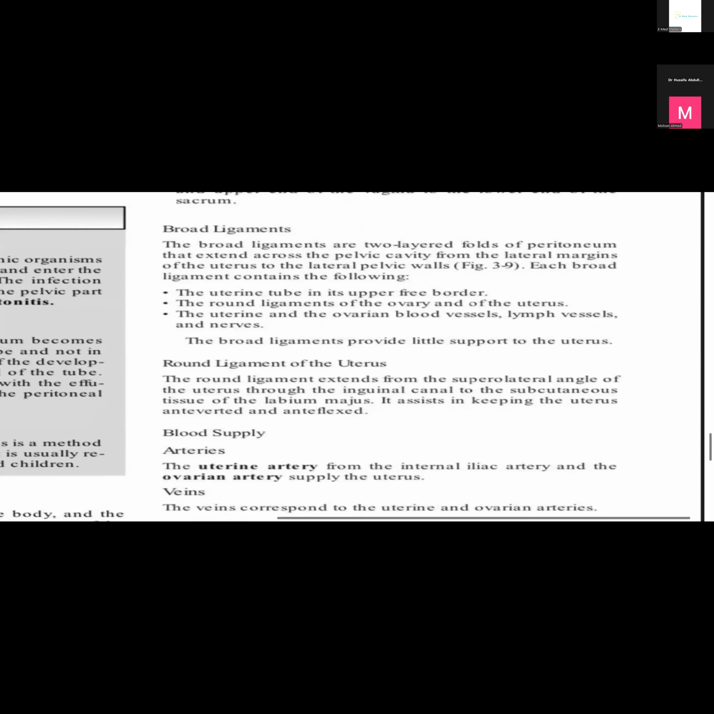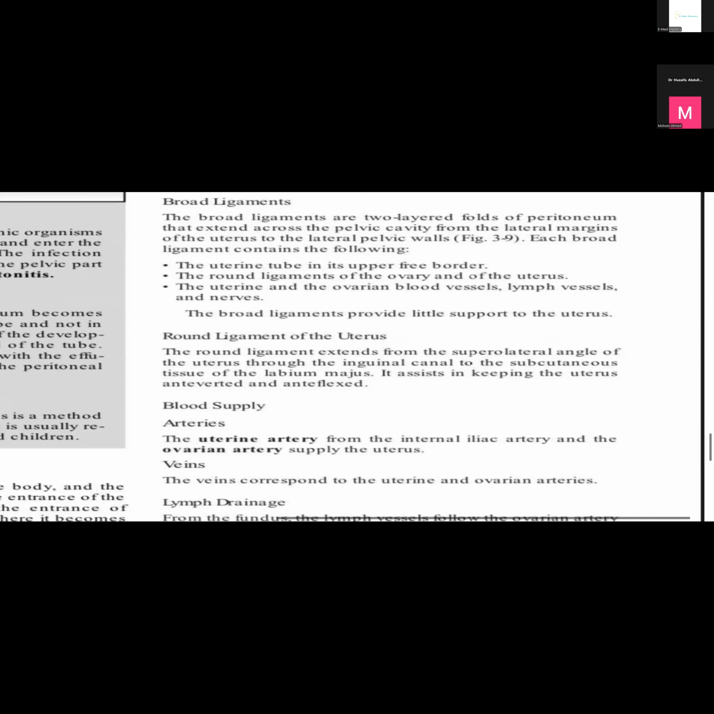What is broad ligament? Broad ligament is a two-layered fold of peritoneum that extends from the lateral margin of the uterus to the lateral pelvic wall. And broad ligament contains the uterine tube in its upper free border, the round ligament of the ovary and the uterus, and the uterine and ovarian blood vessels, lymph vessels, and nerves. But broad ligament doesn't provide any support or little support to the uterus.